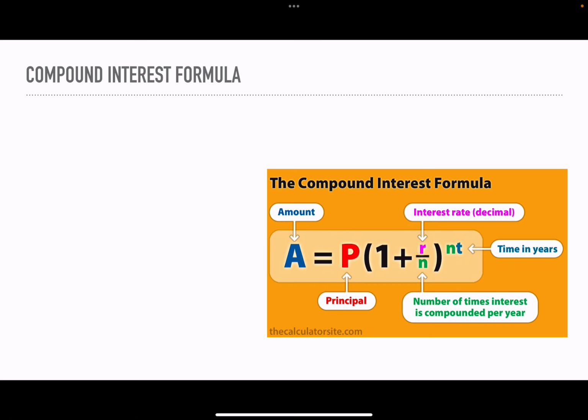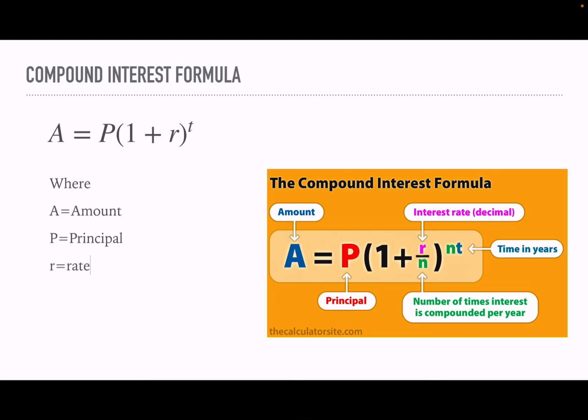Moving on. So this is the formula. I'm not going to go into a lot of detail on this formula in particular. So let's look at a simple version of the formula, okay? So A is equal to P into (1 plus R) all raised to T, where A is the amount, P is the principal, R is the rate of interest, and T is the time. Okay.